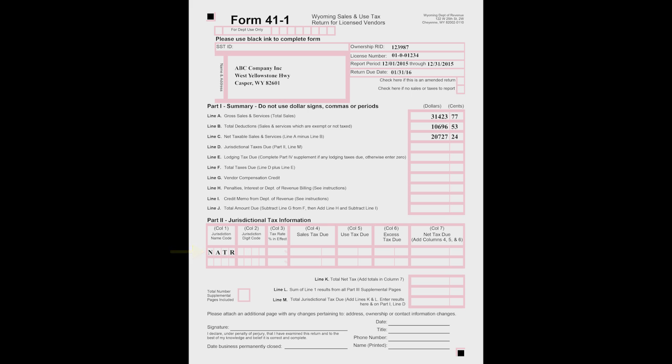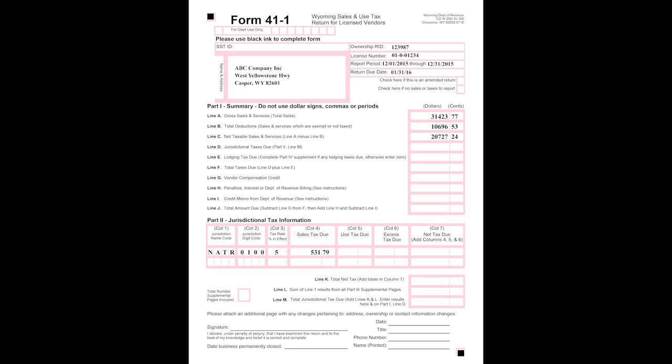This is where you will report the amount of tax collected for any reporting jurisdictions that you have made. Keep in mind, you can find the jurisdiction name and digit codes in the vendor's manual as well as online at the following web address. In this case, the business had sales of $10,635.87 that occurred in Natrona County at a tax rate of 5%, which would equal $531.79 in reportable tax collected. This figure would be entered into column 4, Sales Tax Due.